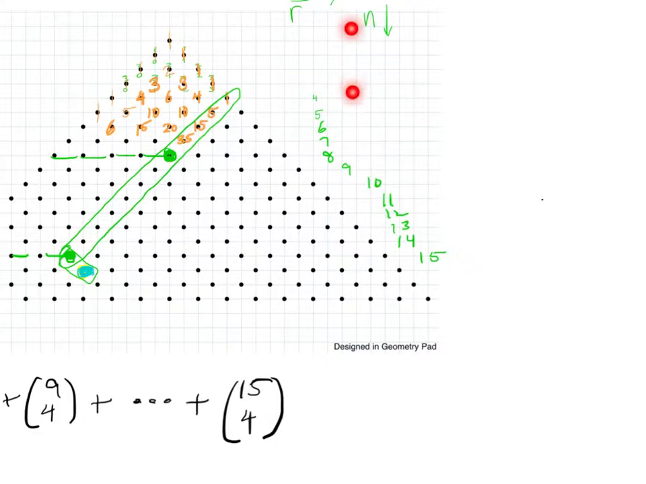So remember, n goes down: 1, 2, 3, 4. N is 4. R: 1, 2, 3, 4. R is 4. I'm going to use K and R interchangeably. This first term then is 4 choose 4. Do you believe that? Yes. What's the next term? Well, it's going to be 5 choose 4.